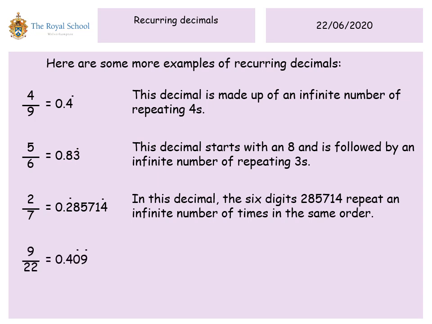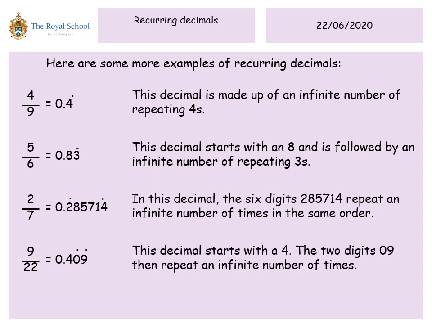Or we could have something like 9 over 22 here, which is 0.409, and the dots are above the 0 and 9. Again, if you've got 2 dots, they denote the start and end of the repeating pattern. So it's just the 0 and 9 that repeat here. So this would be 0.409, 09, 09, 09, 09. That's how we show our recurring decimals.